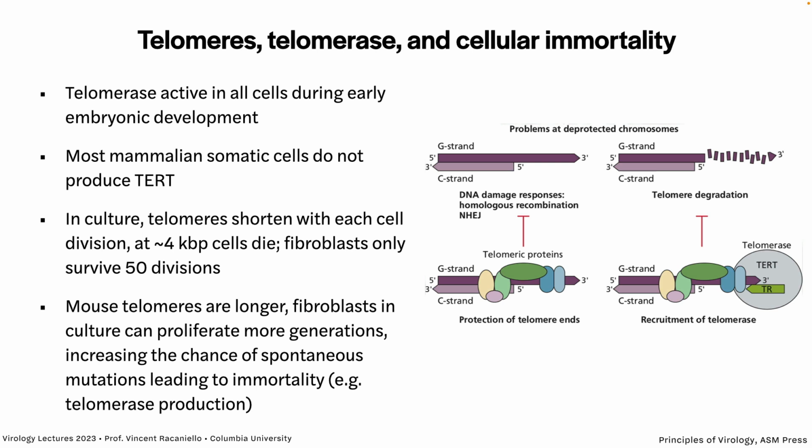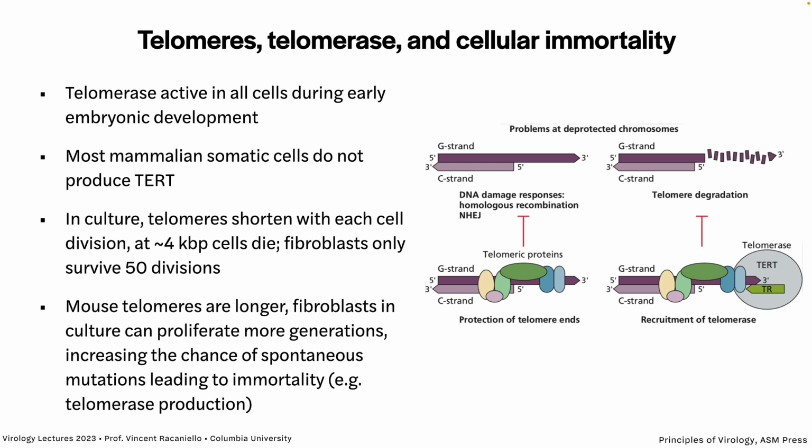All right, now, in culture, you can put cells in culture, as we just did. Every time they divide, which is about every 24 hours, the ends of the chromosomes get a little bit shorter. And after you lose about 4,000 base pairs, the cells die. And so human cells will only last about 50 divisions because of that. Mouse cells will last a bit longer because they have longer telomeres. And that's going to be important in a moment.